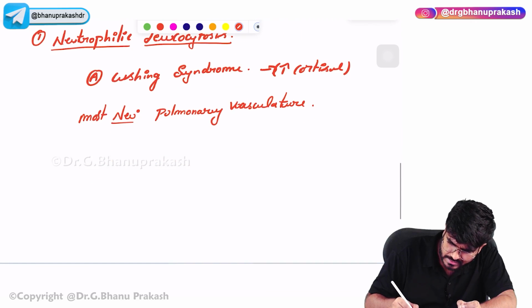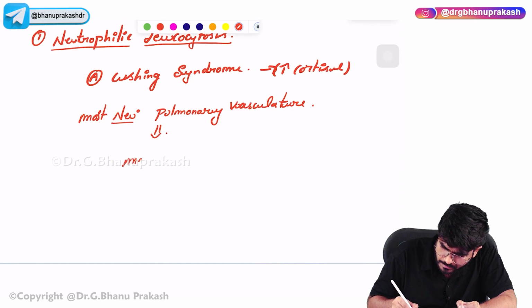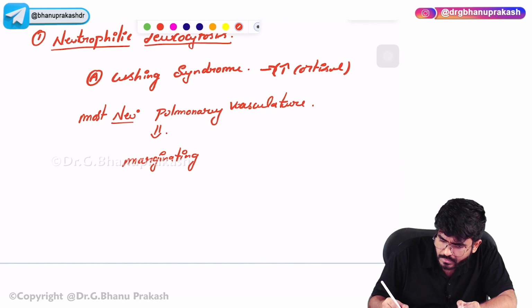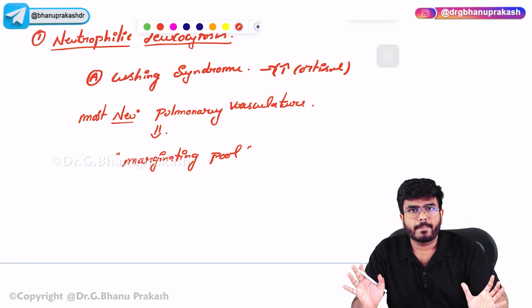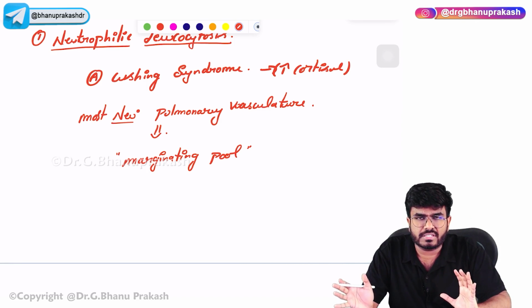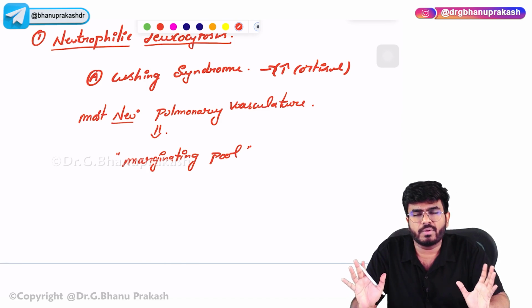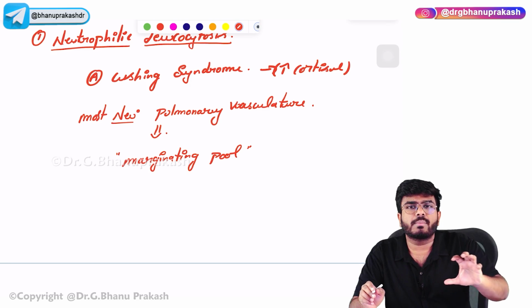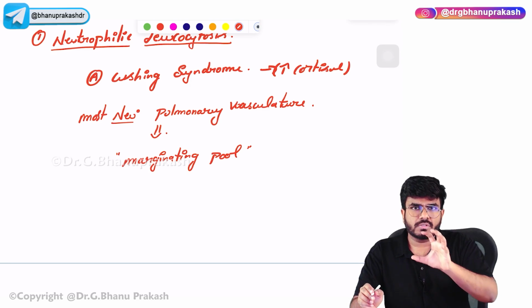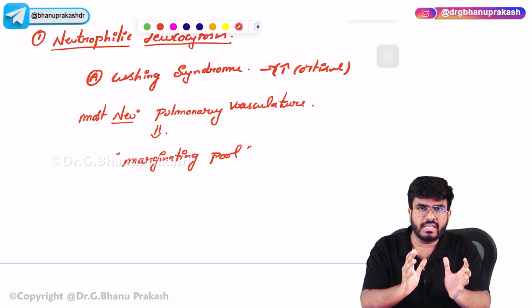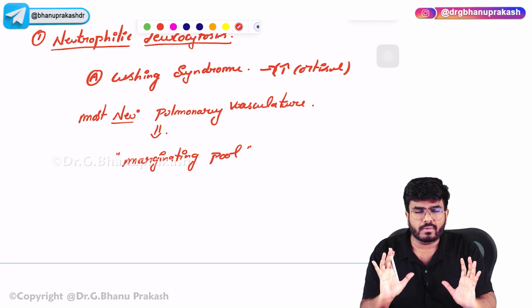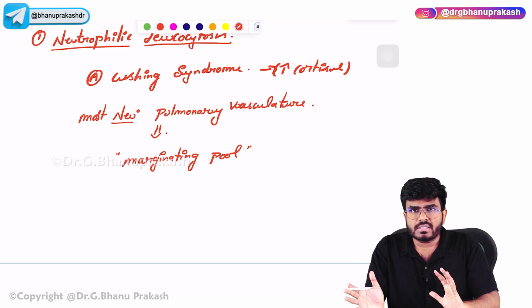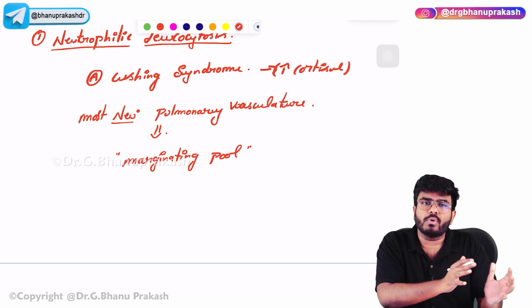These neutrophils are called the marginating pool. They are simply staying over there, attached to the pulmonary vasculature and just hanging there. Now, what cortisol will do is move this marginating pool into the circulating pool. So the marginating pool of neutrophils which are just staying in the pulmonary vasculature, just attached over there, cortisol is going to move into the circulatory pool.